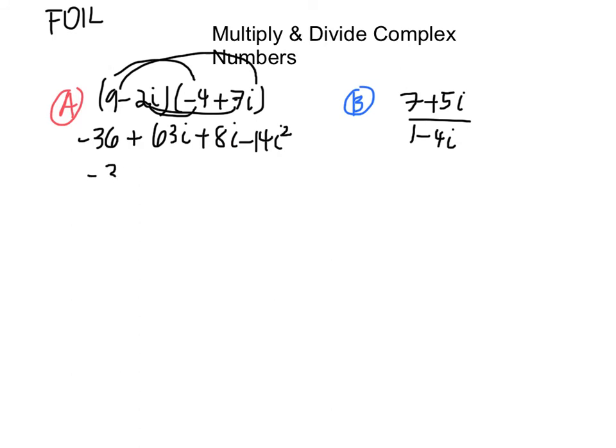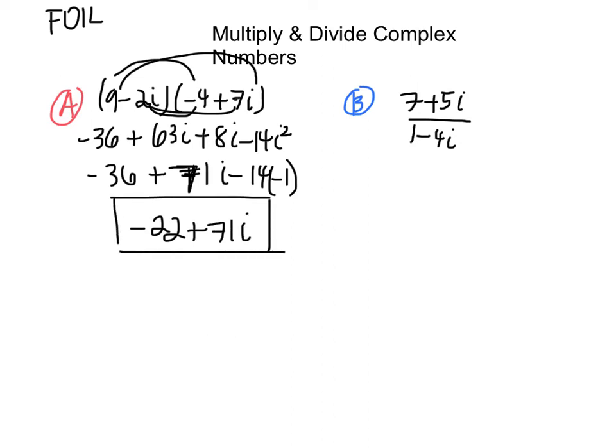Next, we're going to simplify this by combining like terms, these two values, and simplifying the i squared. So we have negative 36 plus 71i, it's supposed to be 7i, minus 14 times negative 1. Sorry, it's a bit messy, but our final answer here is negative 22 plus 71i. And we can't simplify the i because it's not a squared value, so we're just going to leave it as i.